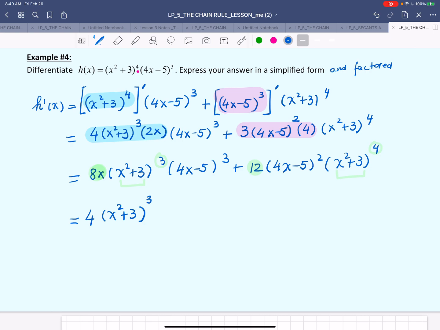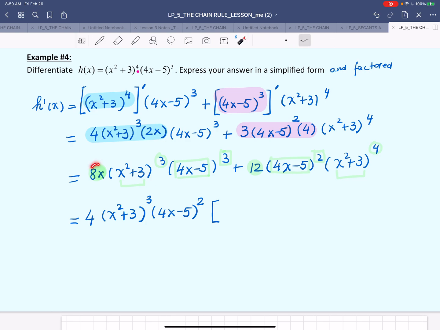And last but not least, we look at the last factor here, 4x minus 5. It's a common factor. Then we have powers of 3 and power 2. So 4x minus 5 is a common factor. And the smallest power, between 3 and 2, we have 2, is the common power. And now we try to figure out what we have left from each group of terms.